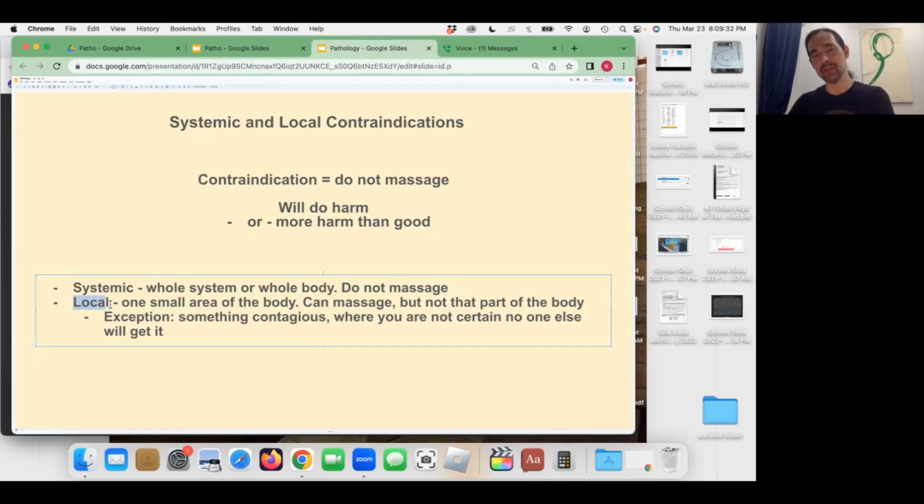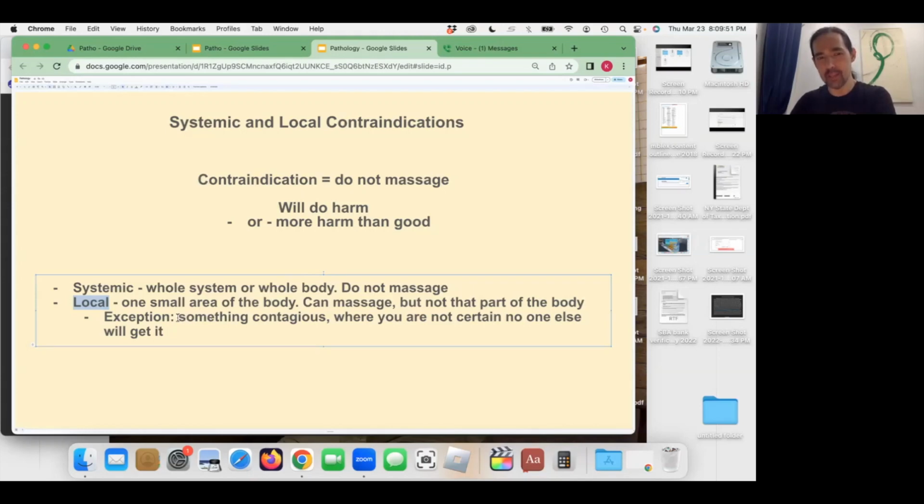So there's systemic and then there's local. And local means one small area of the body or one area of the body. So you still can do massage for these clients, but you can't do massage on that part of the body for which there is something happening locally.